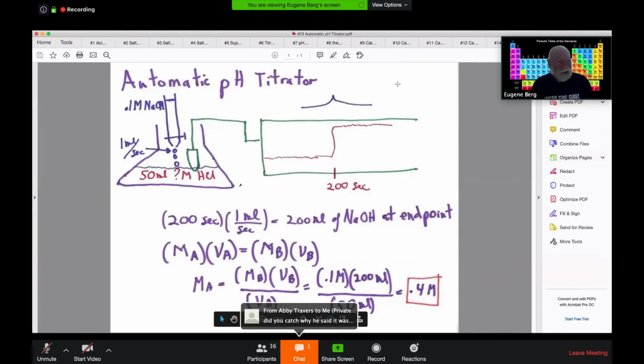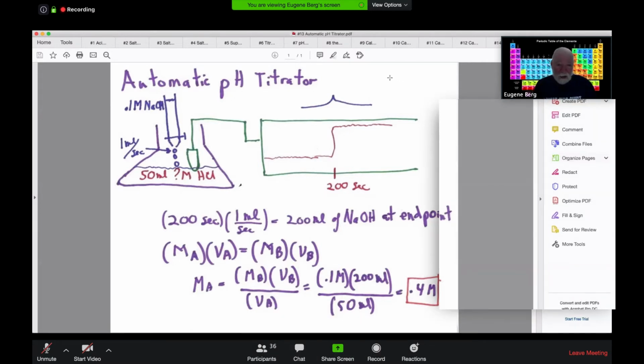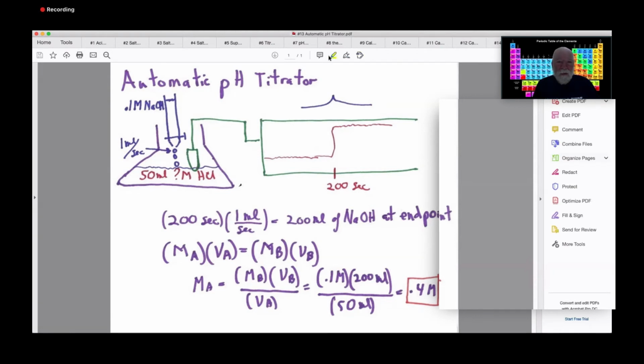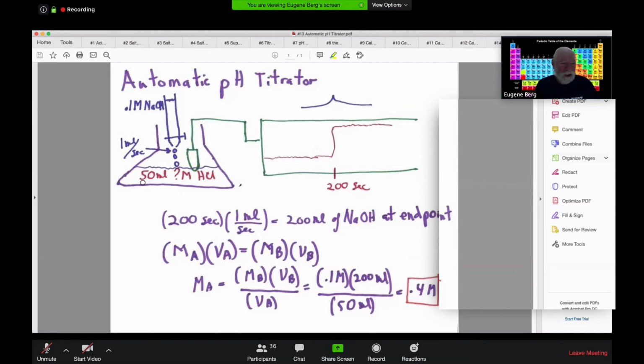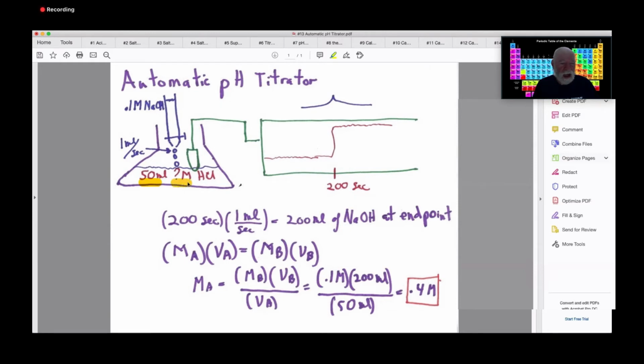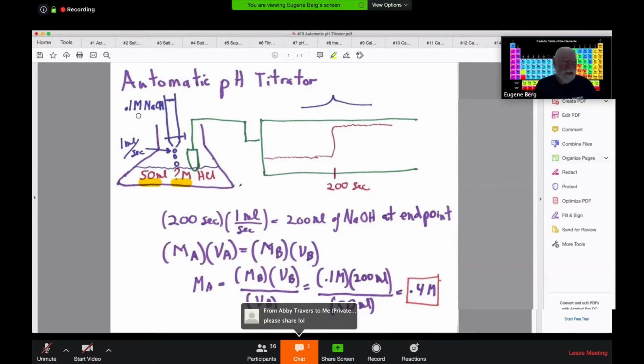I once taught a course called Instrumental Analysis, and the student's assignment was to build an automatic pH titrator. Now here's what I gave them. They started off with 50 milliliters of hydrochloric acid of unknown molarity. Their goal was to figure out how to get the molarity of the HCl automatically. They were also given 10th molar sodium hydroxide in a burette.